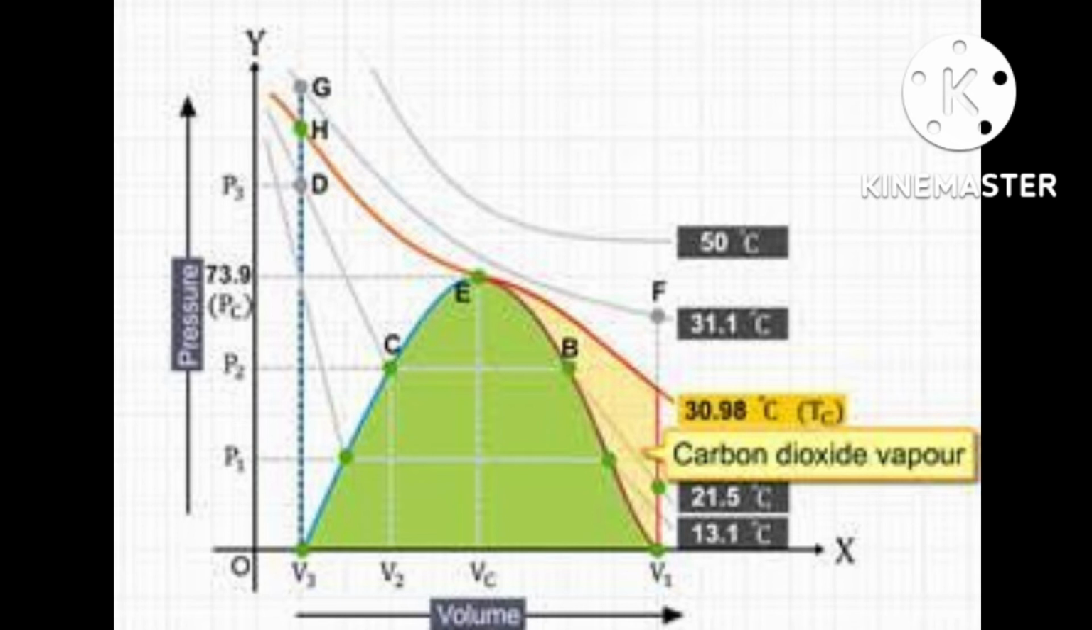It is the highest, and below that it will be liquid, but if you go higher than this, meaning 35, 36, 50, then it is not possible. So 30.98 degrees centigrade is called the critical temperature of carbon dioxide. This is the highest temperature at which liquid carbon dioxide is obtained. Above this temperature, it is a gas. The volume of 1 mole of the gas at critical temperature is called the critical volume, meaning Vc, capital V, small c.